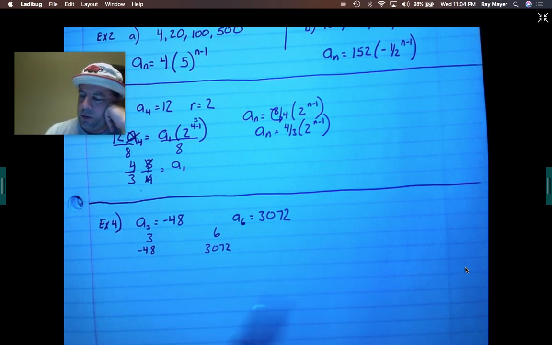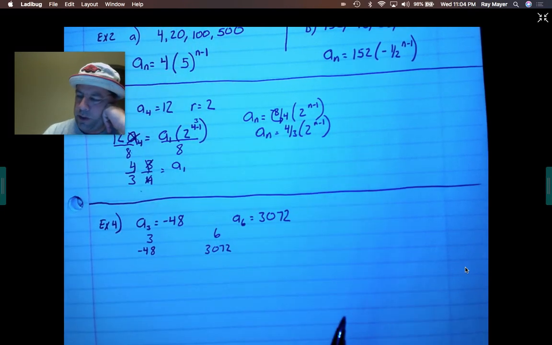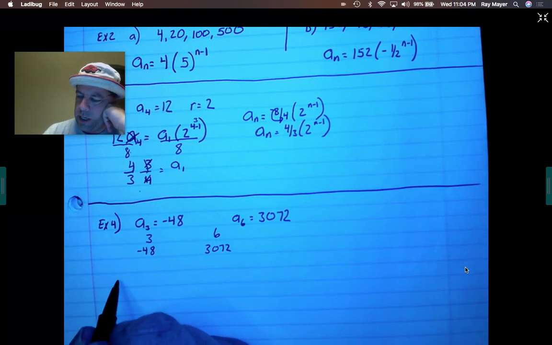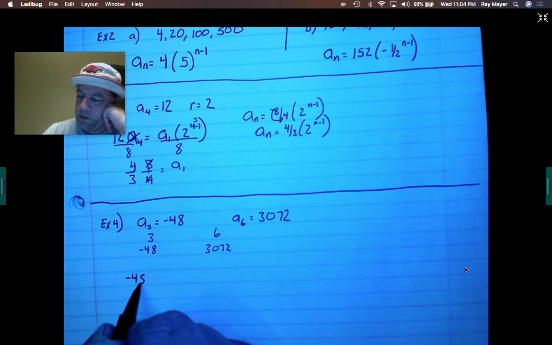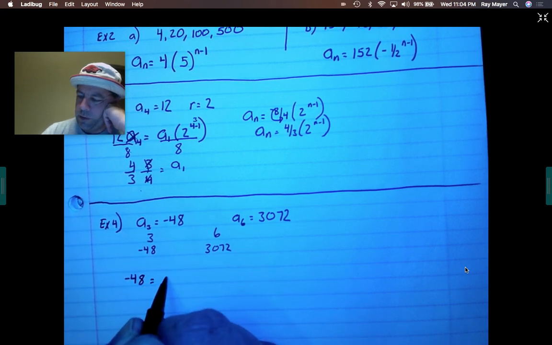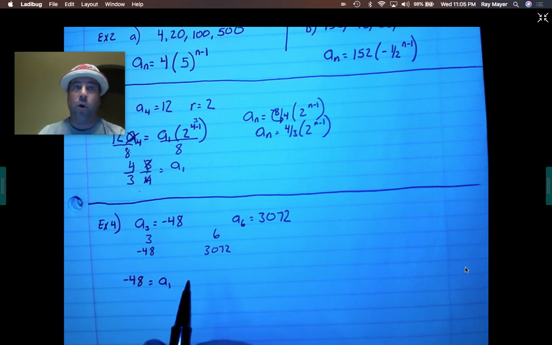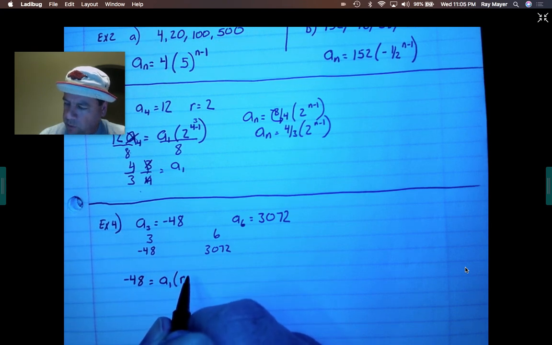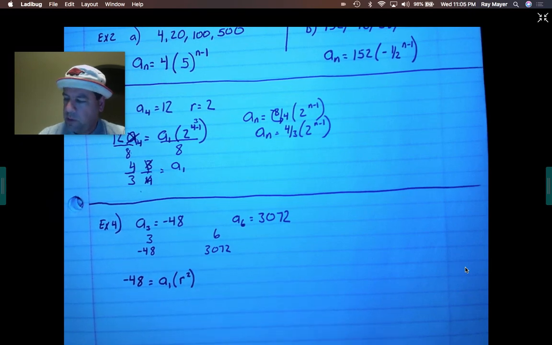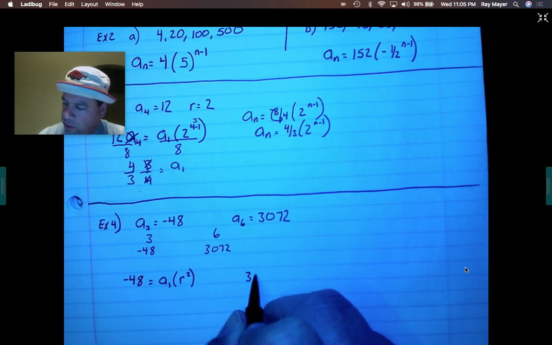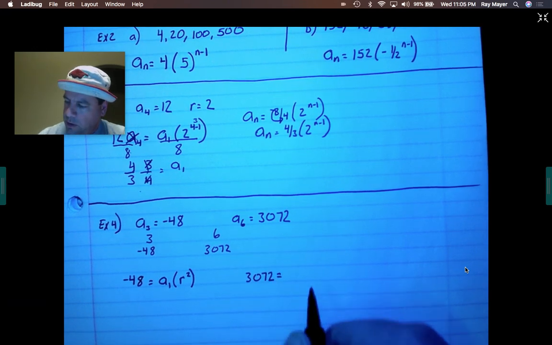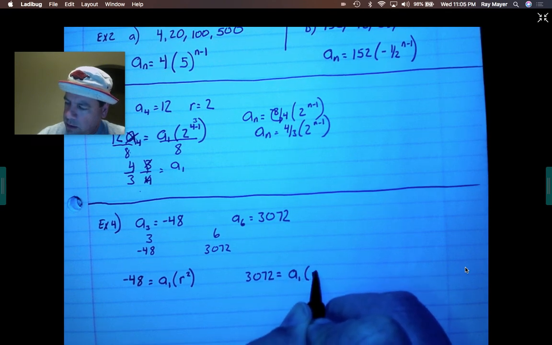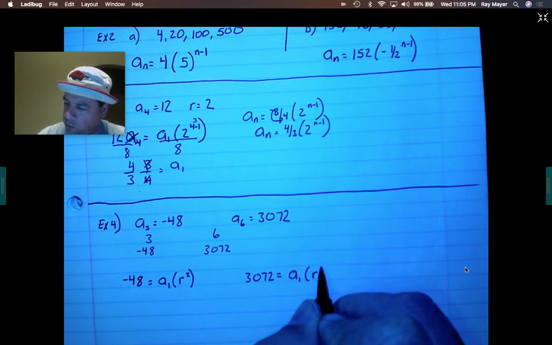So I think what I'm going to do is just plug and chug back up into my formula there. And I know that I will have negative 48, because that's a sub n, is equal to a sub 1, because I don't know what a sub 1 is, and I don't know what r is, r to the 3 minus 1, which is squared. Okay? And then over here, I'm going to say 3072 equals a sub 1, r to the 6 minus 1, which is 5.